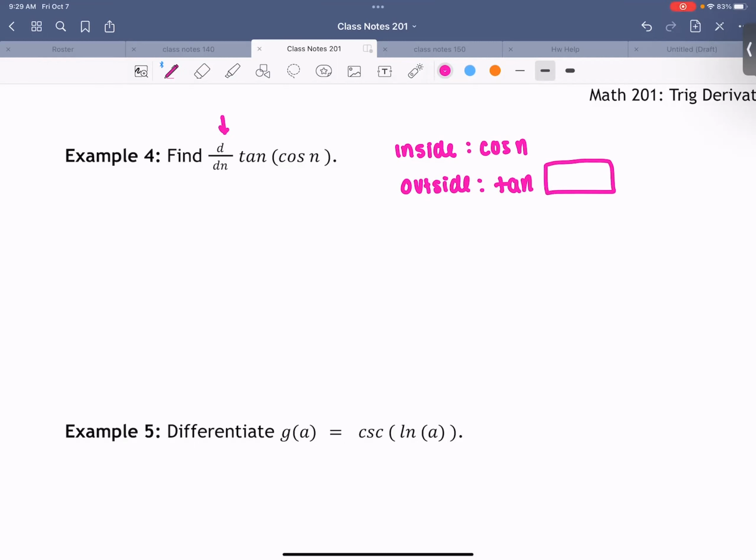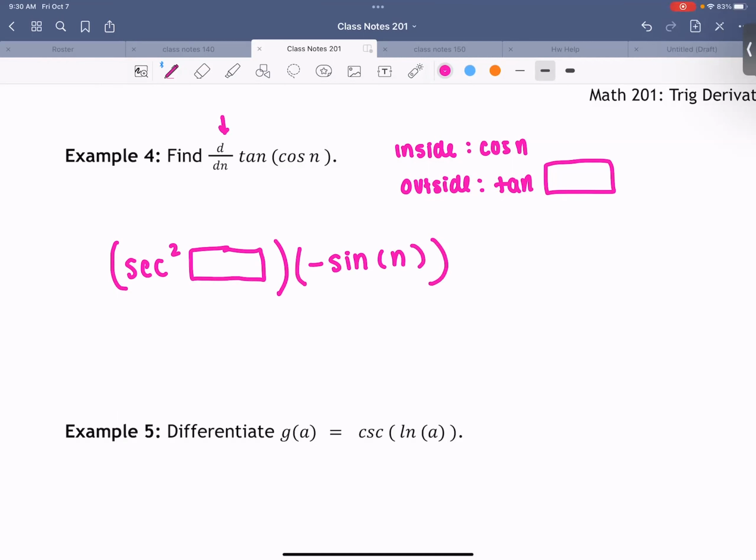So I know a lot of people use u, which is fine. I like using the big box because I can write stuff in the box. Okay, what's the derivative of tangent? Secant squared of my box, right? And I'm going to multiply that by the derivative of the inside. So the derivative of cosine is, oh, you're saying the inside is cosine? What's the derivative of cosine? Ooh, negative sine, right? Sine of n.